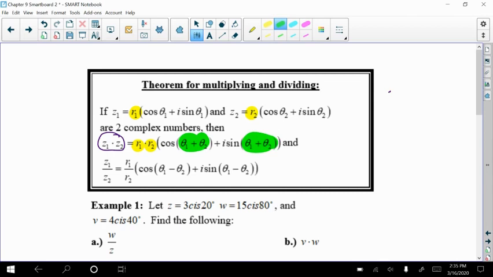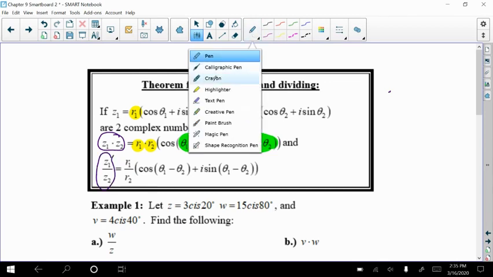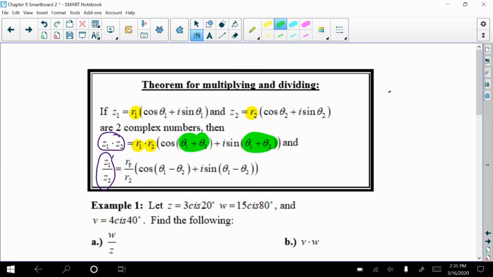Add the angles. If you're dividing complex numbers, this division is the opposite of multiplying. So I hope it makes sense logically: we would divide out the radiuses, because that's what the operation says. And then with our arguments, or our angles, we just simply subtract.